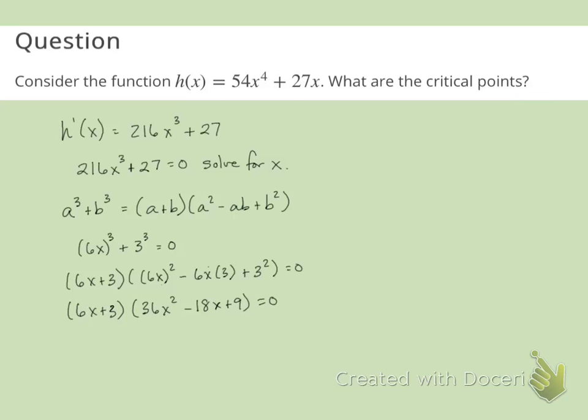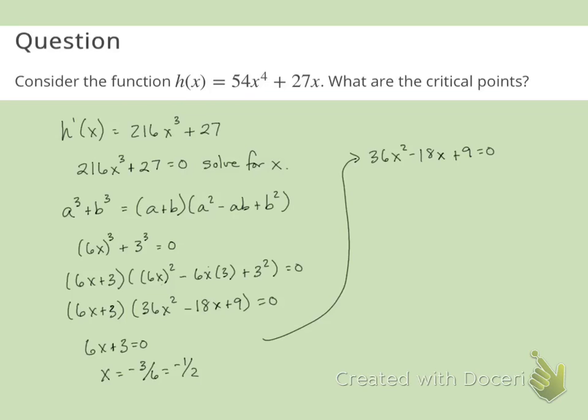And then to solve this, we'll set each of these equal to 0. So the 6x plus 3 equal to 0, that's the easy one. Subtract 3, divide by 6, and we get x equal to negative 3 over 6, which is the same as negative 1/2. And then we also want to set this 36x squared minus 18x plus 9 equal to 0.